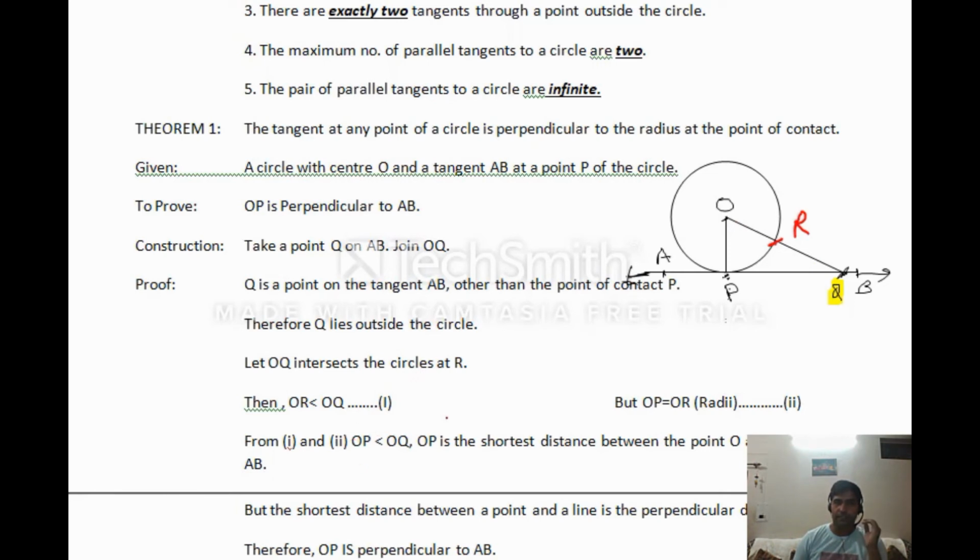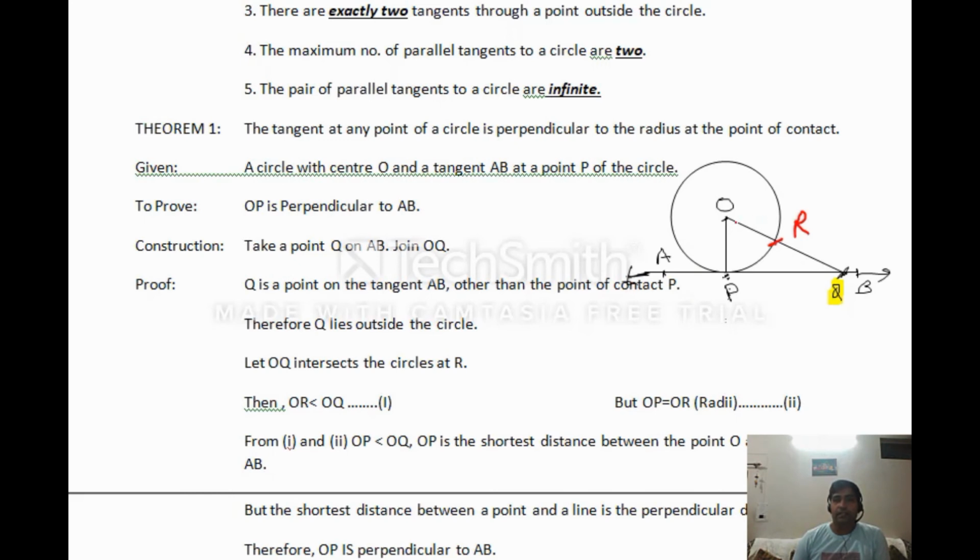Then, you know this OR portion is equal to OP because both are radii, right? From 1 and 2 we can say that OP is less than OQ. OP is smaller than OQ. Why? Because OR is smaller than OQ and OR is equal to OP.